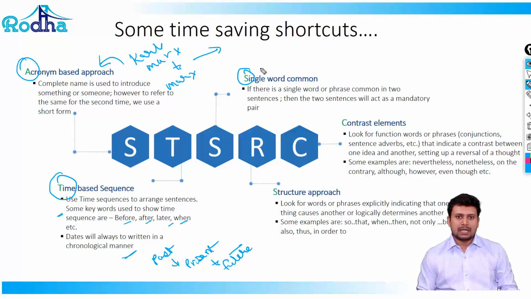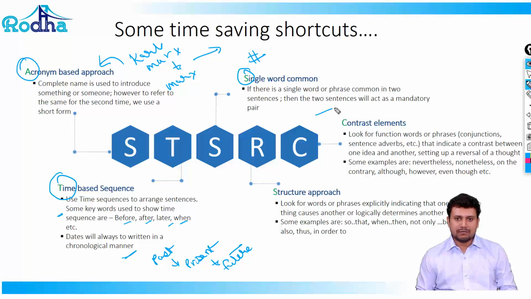The third part, and something which I find again very interesting, is what is called the single word common approach. Now typically in a sentence, and especially when you have very little time in doing these questions, this trick comes in handy. The single word common approach is an approach wherein you find a single word or a phrase that's common in two sentences. And once you figure that out, there's another thing which you have to keep in mind: that word or that phrase should not be there in any other sentence other than those two sentences.